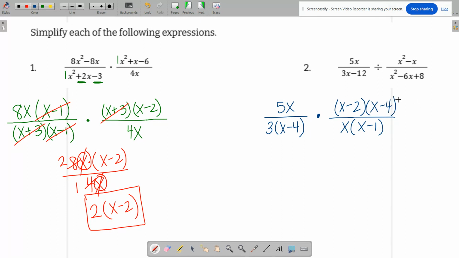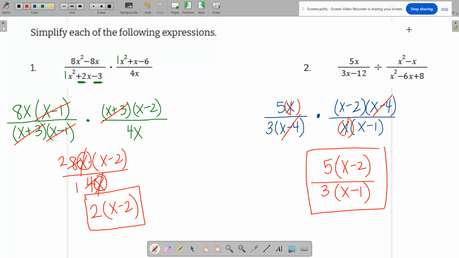Again, using the shortcut because -2 and -4 multiply to 8 and add to -6. So we can see here that x minus 4 is a factor of the numerator and denominator. We also have x right here and right here in the numerator and denominator. So those will also simplify to 1. So in our numerator, we have 5 times the quantity x minus 2. And our denominator is 3 times the quantity x minus 1. And that would be our final answer because it cannot simplify any further.